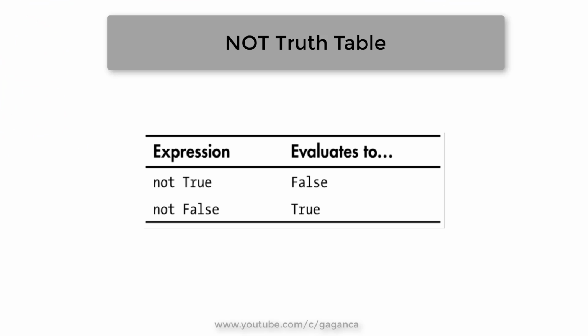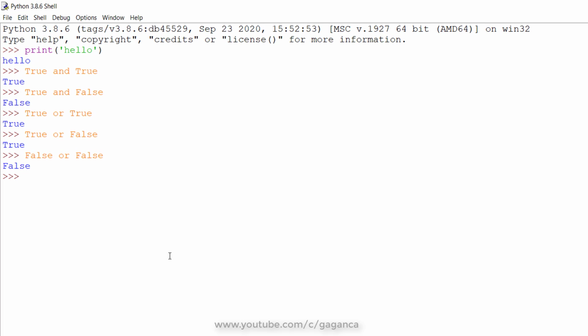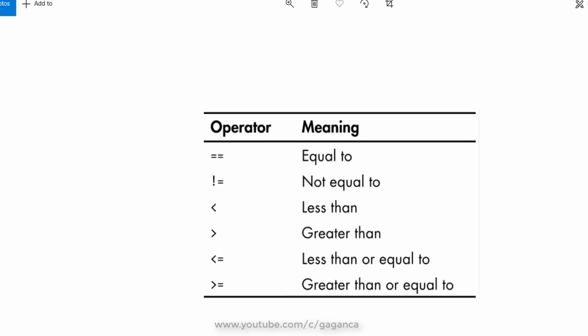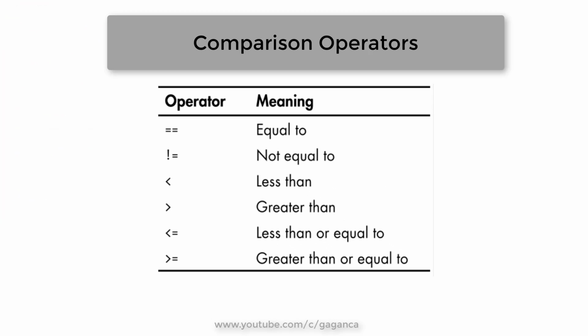This is the truth table for the not Boolean operator. In the expression, it is clear that it will operate on only one value. So the result will be the opposite of the value. So if the actual value is true, the result will be false, or the opposite. So not true will evaluate to false, and not false will evaluate to true. Next we have the comparison operators.